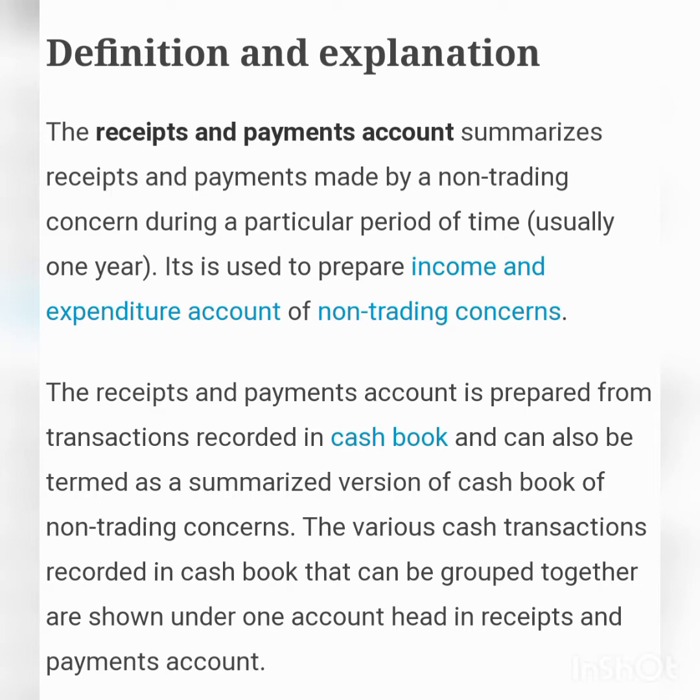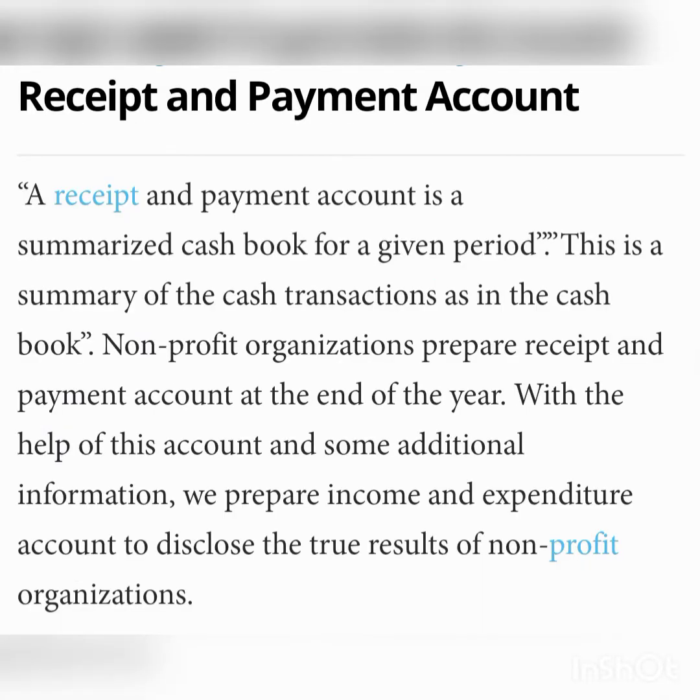The various cash transactions recorded in the cash book that can be grouped together are shown under one account head in receipts and payments account. Receipts and payments account is an asset account, it being a summary of cash receipts and cash payments including bank balance. It is prepared on cash basis of accounting, that is, transactions and events which have been received or paid in cash are shown in the account.